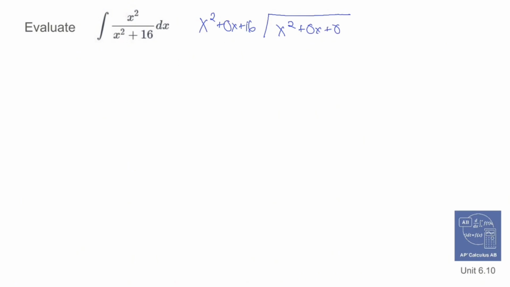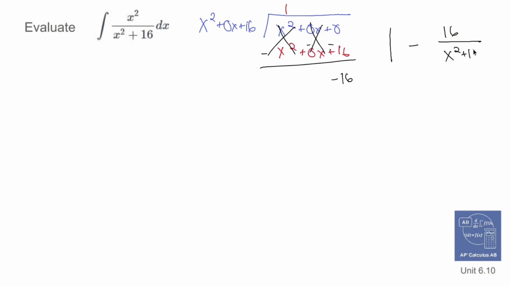x squared goes into x squared once. And so we write this down, x squared plus 0x plus 16. We subtract the entire row like that. The x squared goes away, the 0x also goes away, but you're left with negative 16. What does that mean? Well, this means we have 1 minus 16 over x squared plus 16. So now I can rewrite this problem as the integral of 1 minus 16 over x squared plus 16 dx.